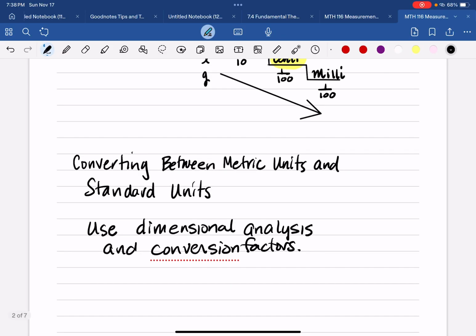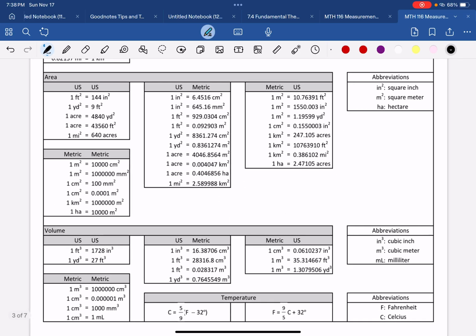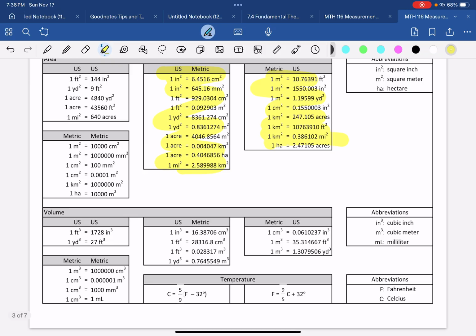Now, when we get to converting between metric units and standard units, we're going to use dimensional analysis and conversion factors. So we'll use this chart again when we're going between metrics and the standard. And you'll see here are some of them. Here are length measures, some more. Here are some volumes. Down here, we've got cubic centimeters and cubic inches. And so we'll use these kind of conversion factors that are down here.